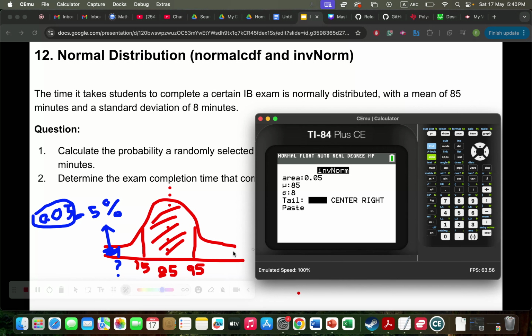All right, if you're trying to find a number here, and you're given the area to the right, then we will choose the right tail. Here we're given the probability or the area which is to the left of this number, so we choose the left tail for this one. Does that kind of make sense? Okay, so I'll press enter, then I'll go to paste and press enter, and it gives me the score to be 71.8, and this makes sense because 71.8 is actually smaller than 75.